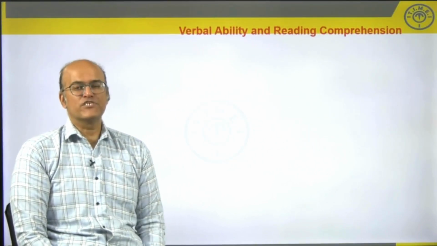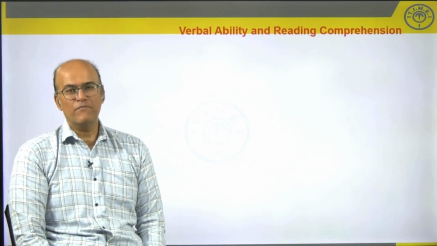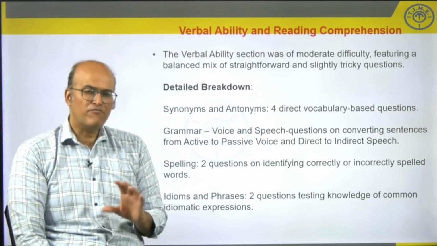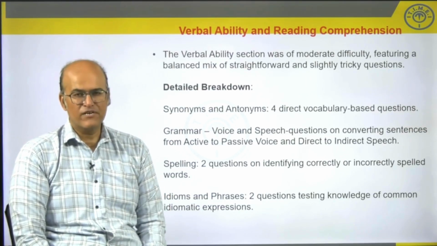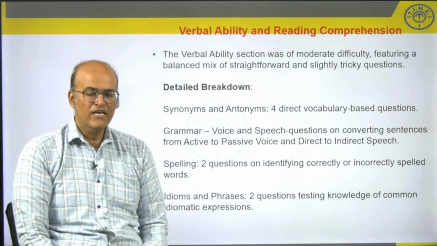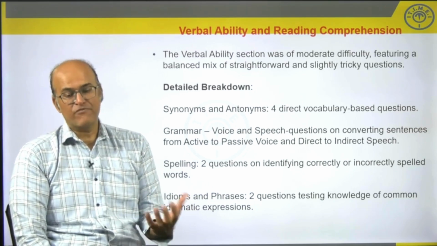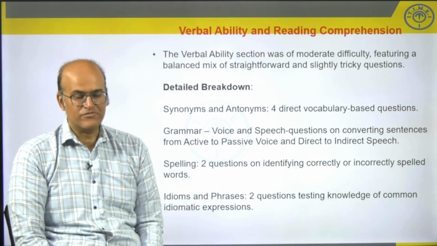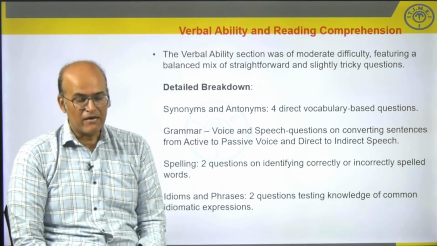The final section, verbal ability and reading comprehension. Here, there was a good mix of questions. They were of moderate difficulty level. They were not difficult. They had a good mix of straightforward questions as well as a few tricky, inference-based questions. So let's look at the detailed breakup now.